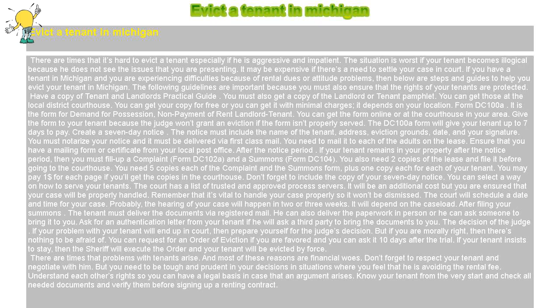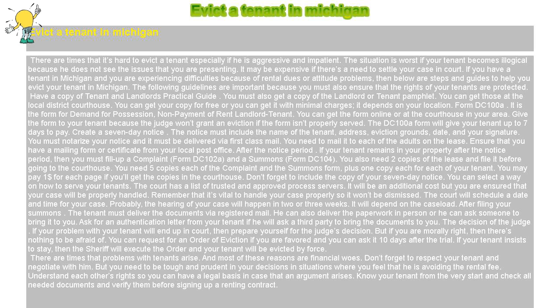Evict a tenant in Michigan. There are times that it's hard to evict a tenant, especially if he is aggressive and impatient. The situation is worst if your tenant becomes illogical because he does not see the issues that you are presenting. It may be expensive if there's a need to settle your case in court.